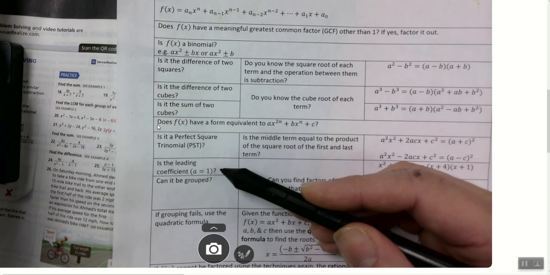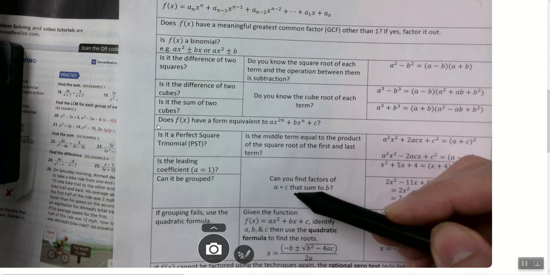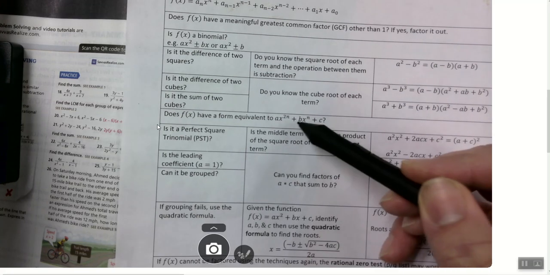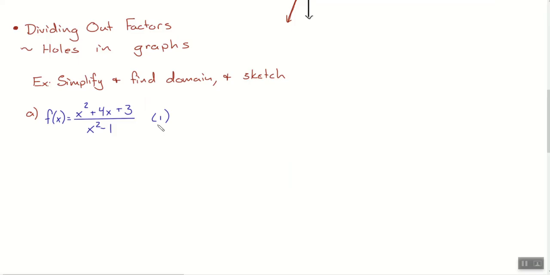Is the leading coefficient 1? Hey, can you find factors a times c from this thing, a times c, that add up to this middle term b? Yeah. What's a times c give me? 3 and 2 factors that add up to 4? So check it out. We're going to write the second version then. This version of f of x is slightly different. We said it was 3 and 1, right? X plus 3 and x plus 1.